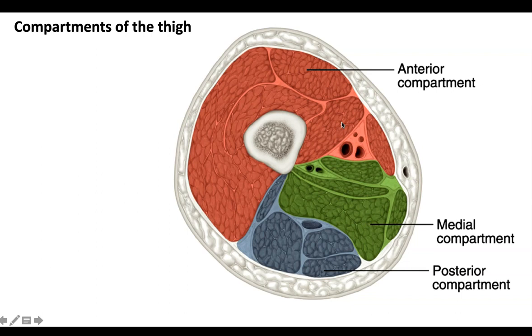And the blood supply: the anterior compartment muscles get the blood supply from the femoral artery and its branches, and the medial compartment muscles get the blood supply from the deep femoral artery and its branches, and also the obturator artery. I will talk about the posterior compartment in my third lecture.